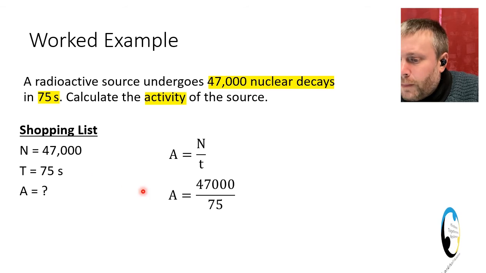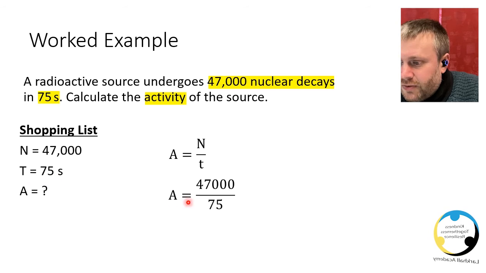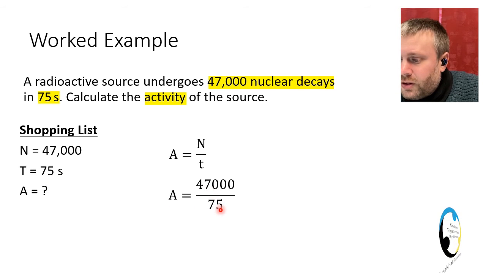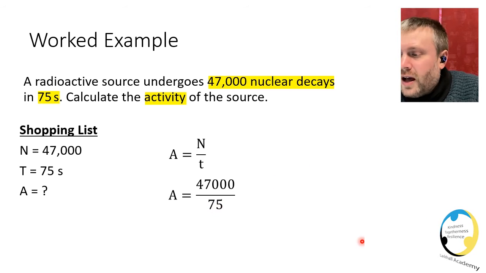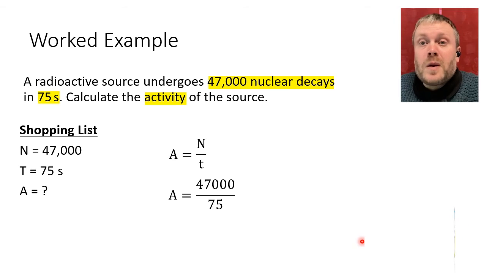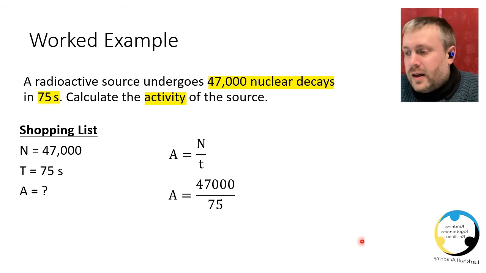We're going to substitute in our numbers. So where I see N, I just go to here. N was 47,000, so I just change N to 47,000. Where I see T, I go here. T is 75, so I just change T to 75. So I've got 47,000 divided by 75. That's been done by substitution, so I can give myself another mark. Brilliant. Remember, that's 2 out of 3, 67% of the marks that we've got now.